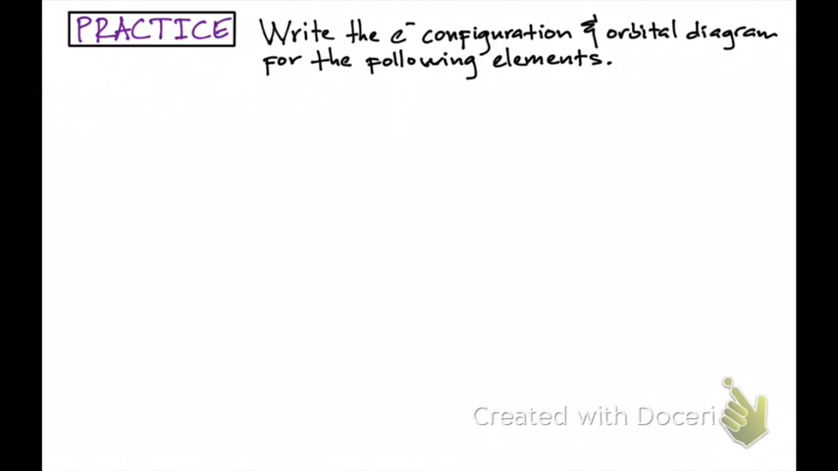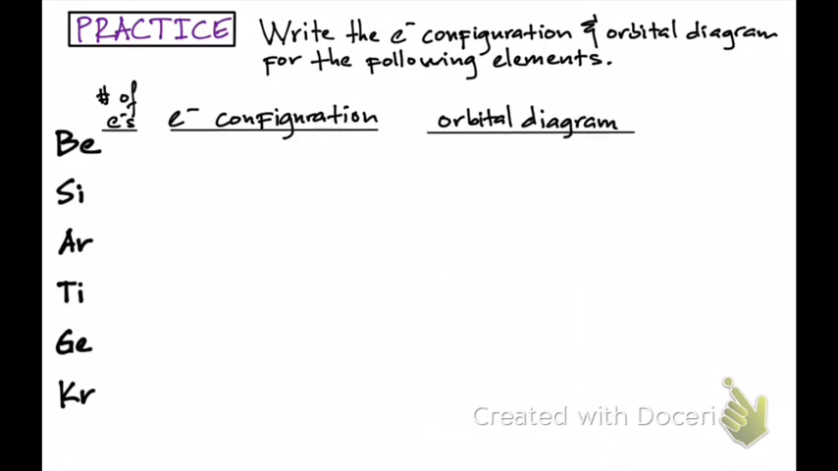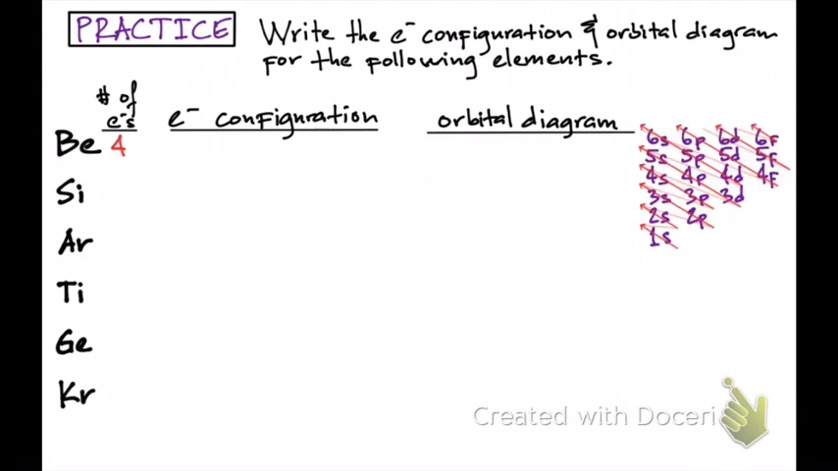All right, so let's look at a few examples here. Again, if you want to try them out yourself, you can always pause this video. Write the electron configuration and orbital diagram for the following elements. So we have all these examples here. We have beryllium, silicon, argon, titanium, germanium, and krypton. And so you would need a periodic table here so that you can determine how many electrons there are for each element. So for beryllium, the number of electrons is 4. And so you have 4 electrons to distribute total.